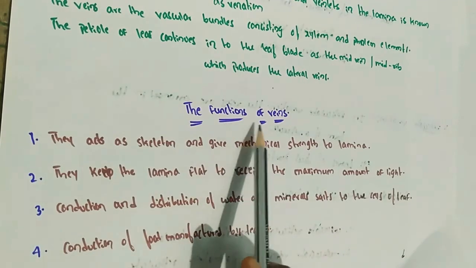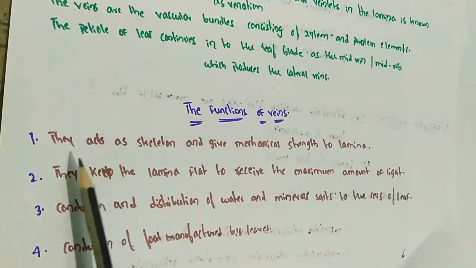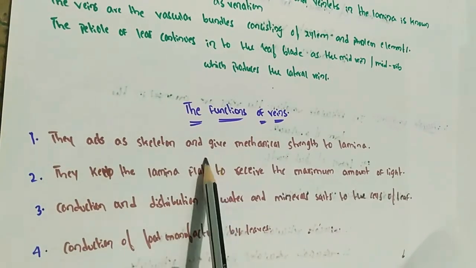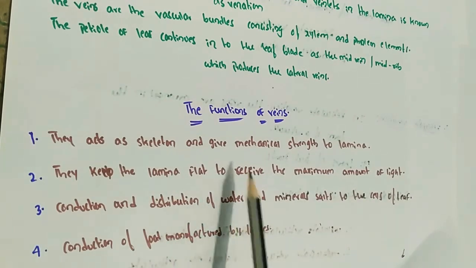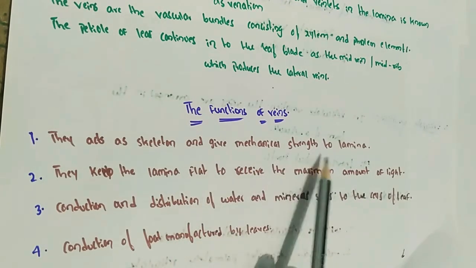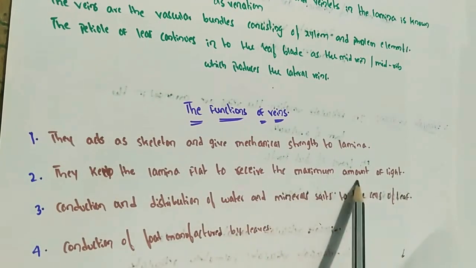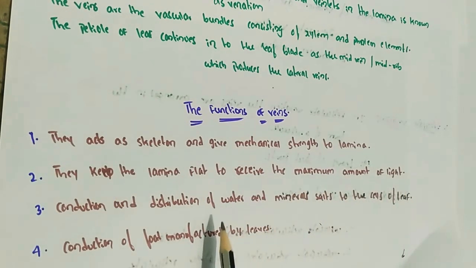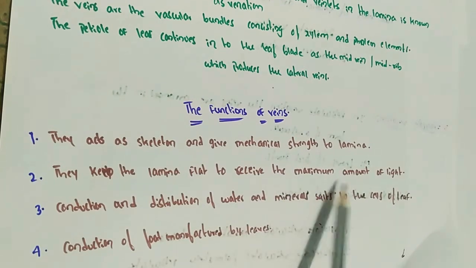Next, the functions of veins. Here, how the veins are functional in the leaf. First, they act as a skeleton and give mechanical strength to the lamina. They keep the lamina flat to receive the maximum amount of light.